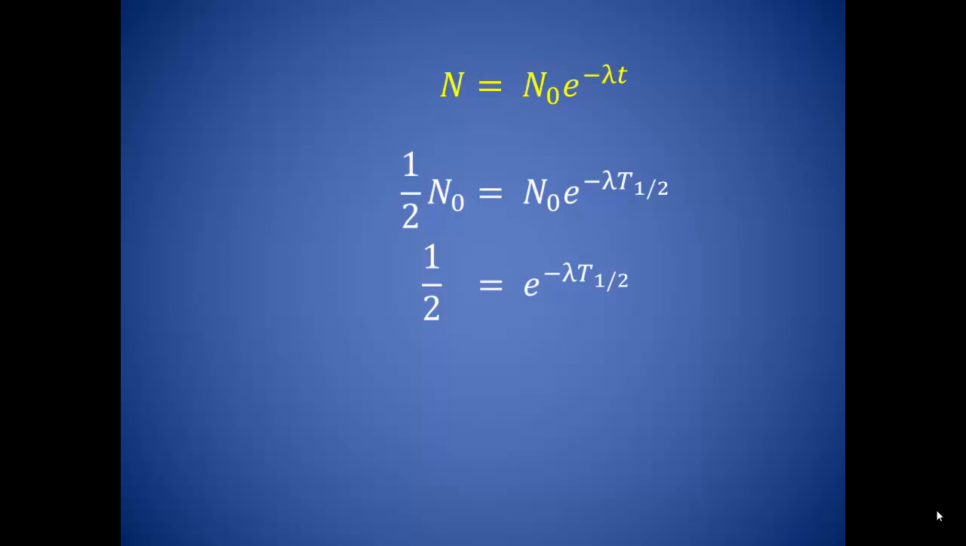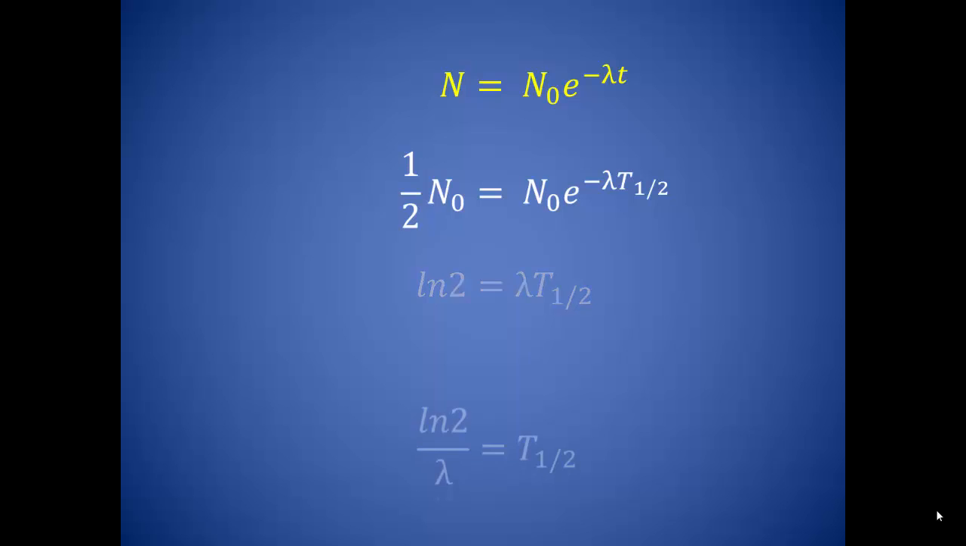To get rid of that exponential, we need to take the natural log of both sides. Natural log times the exponential is 1, so that gives us the natural log of 1/2 equal to the negative lambda times the half-life. Now the natural log of 1/2 is equal to the natural log of 1 minus the natural log of 2. This is nice because the natural log of 1 is actually 0, and this lets us simplify down a bit to the natural log of 2 equal to the decay constant times the half-life.